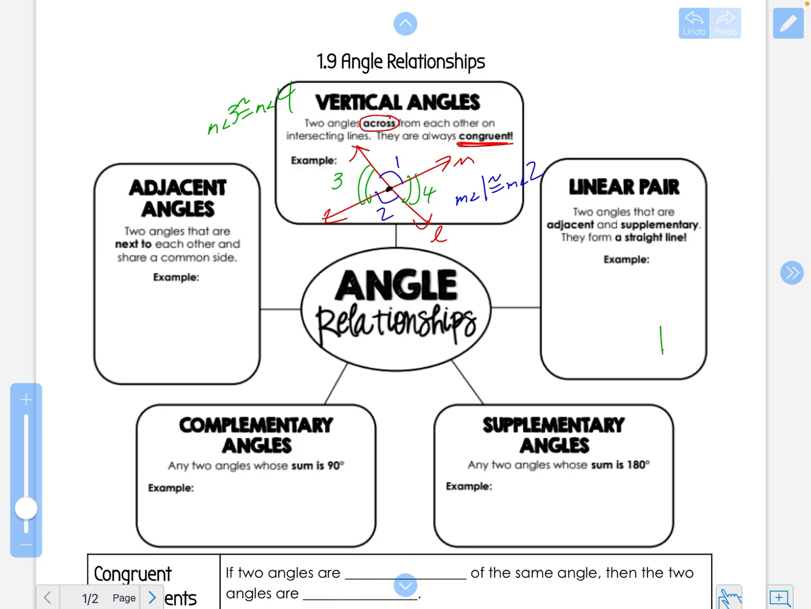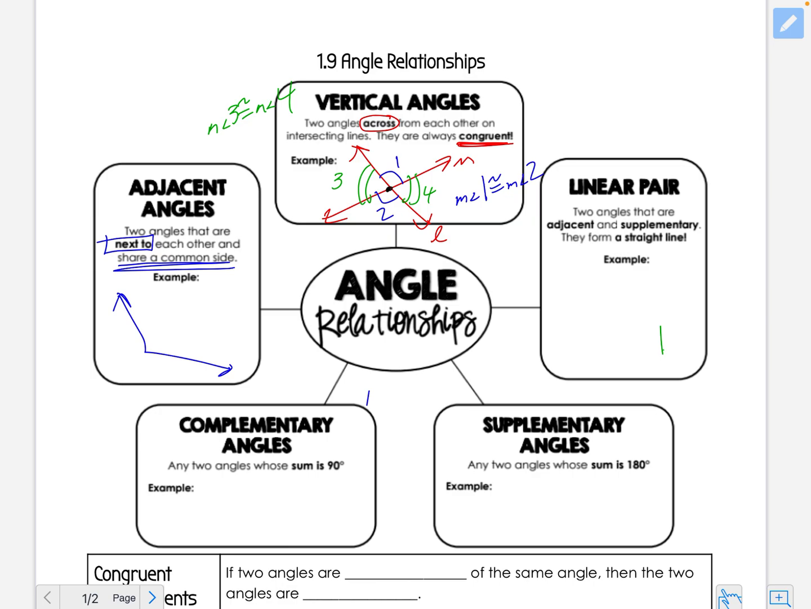Next, we're going to talk about adjacent angles. Adjacent means two angles that are next to each other and share a common side. So let's say that we have angle ABC. My two adjacent angles are going to be angle 1 and angle 2 because they share this ray right here, let's call it BD. Again, they have to share that side or share that ray for them to both be adjacent angles.